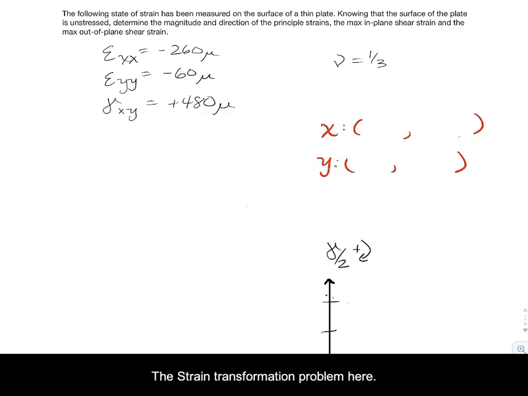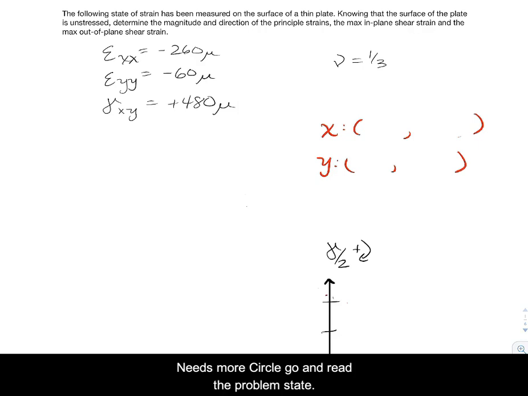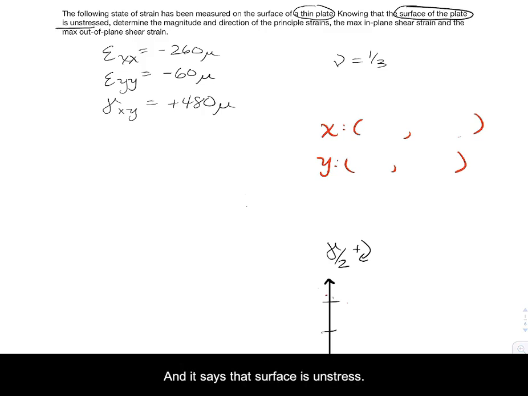We'll do a strain transformation problem here. I'm going to use Mohr's circle. Go ahead and read the problem statement. So it talks about a thin plate at the surface of the plate, and it says that surface is unstressed. So this is a plane stress problem.